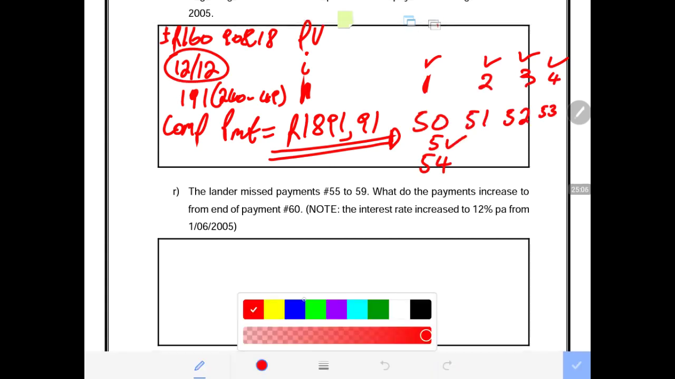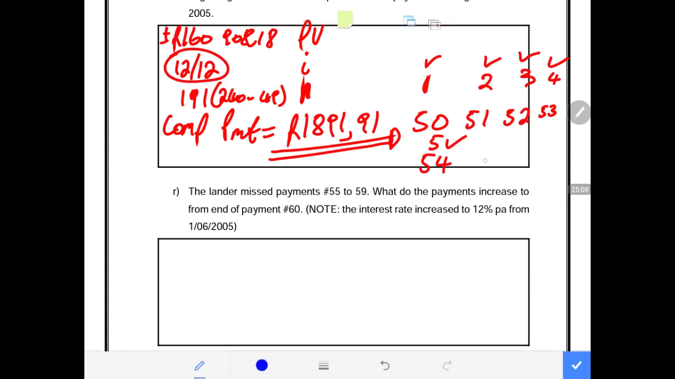After 5 payments were made, I want to highlight that. Payment number 55 to payment number 59, meaning 55, 56, 57, 58, 59, meaning 5 payments were missed after 5 payments were made at the new interest rate. So when you say amount, we will not say amount 54, we'll say amount 5, because this is the new annuity at 12%. I want to highlight this, guys, because it is very crucial for you to master.